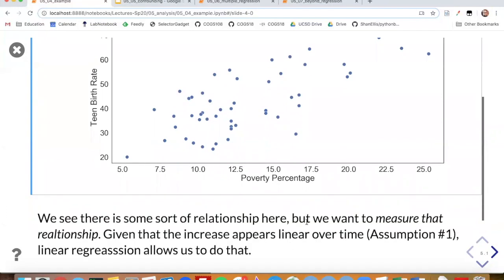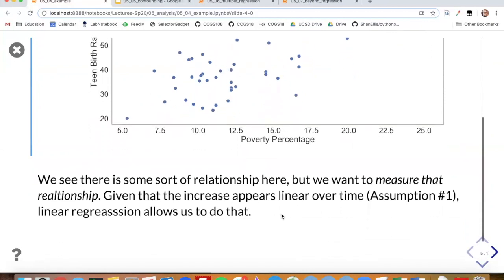This lets us know that there is some relationship between these 2 variables, but we want to measure how strong this is, right? What slope and how confident are we in these estimates? So given the increase appears linear over time, right? We see this steady, consistent increase over the values in poverty percentage. We meet our first assumption.